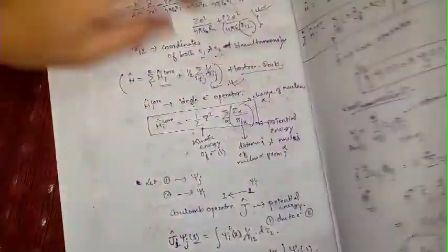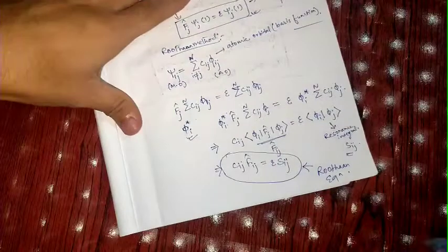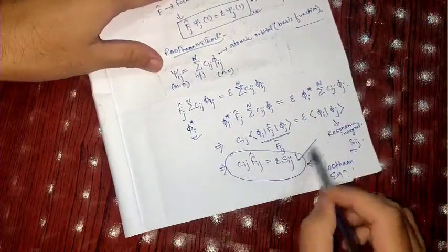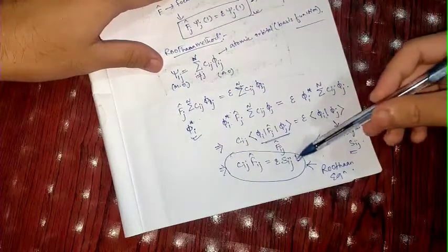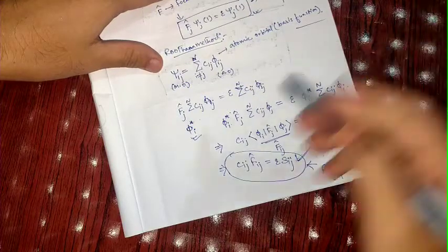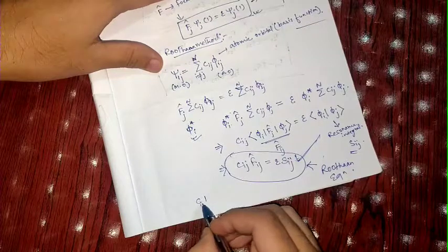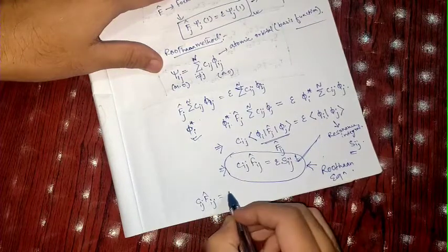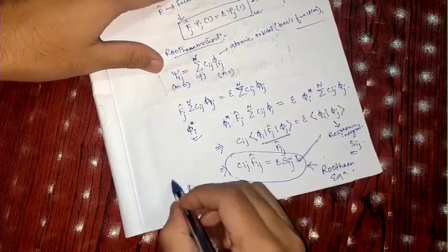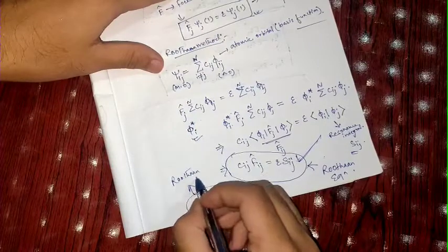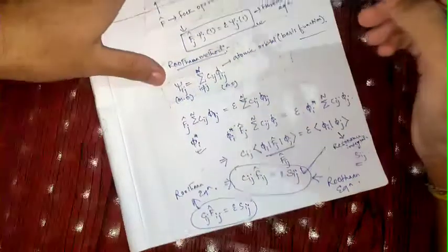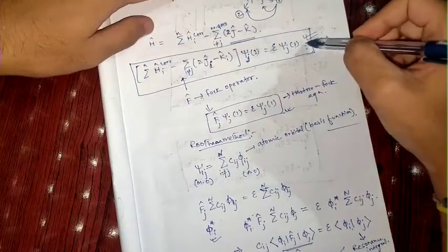And our Roothaan method, this is a Roothaan extension. This particular equation can be regarded as the Roothaan equation: Cij Fij is equal to E Sij. This equation is known as the Roothaan equation. This is just an extension of the Hartree-Fock equation. This is the Hartree-Fock equation.